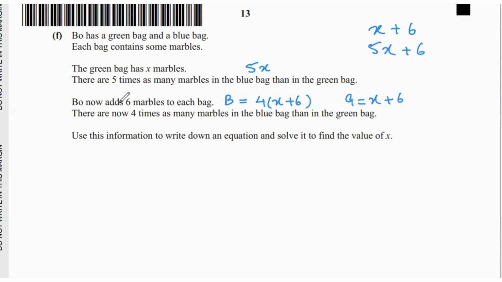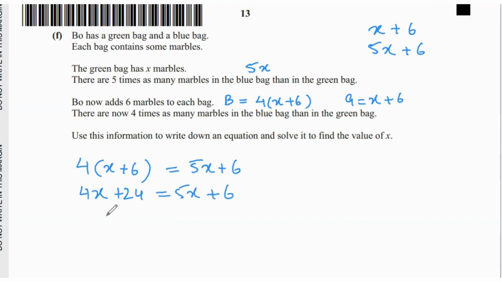So after Bo has added 6 marbles to each bag, which made it 5x plus 6 and x plus 6, he's now saying that there are 4 times as many marbles in the blue bag than the green bag. So that means 4 times the green marbles, which is x plus 6, equals 5x plus 6. So that's going to be 4x plus 24 equals 5x plus 6. Then 24 minus 6 equals 5x minus 4x, which is going to be 18 equals x. That is your answer.